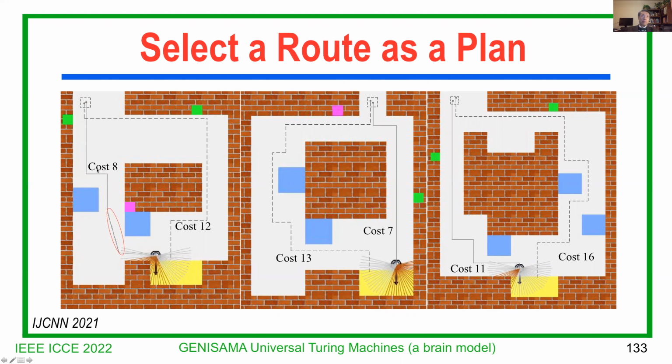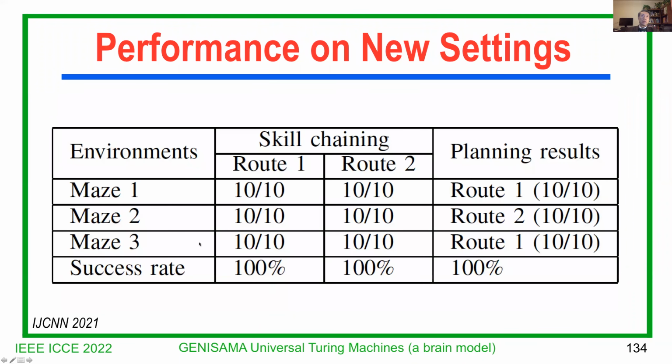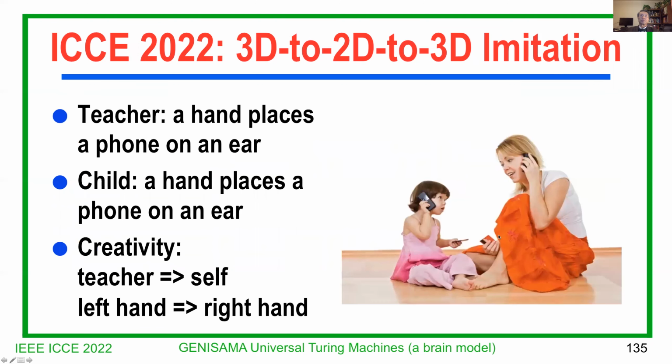You have one plan, another plan, and you decide which plan has a better cost, and the cost was also learned. In this case, it is reaching the target and the distance. And we tested 3 new mazes. The success rate is 100%, and the planning result is perfect in this case for the new setting.